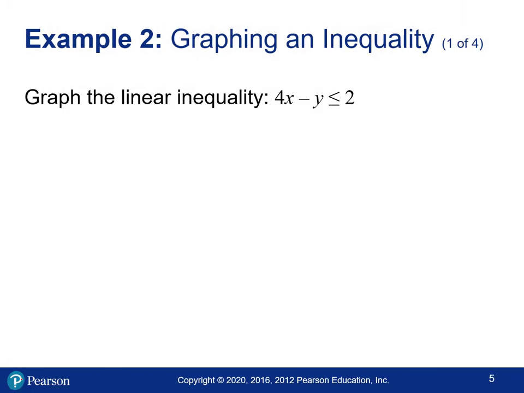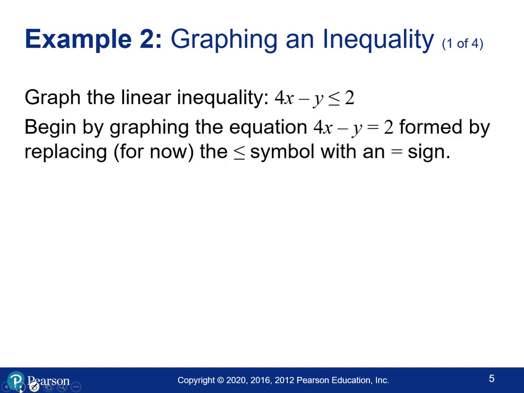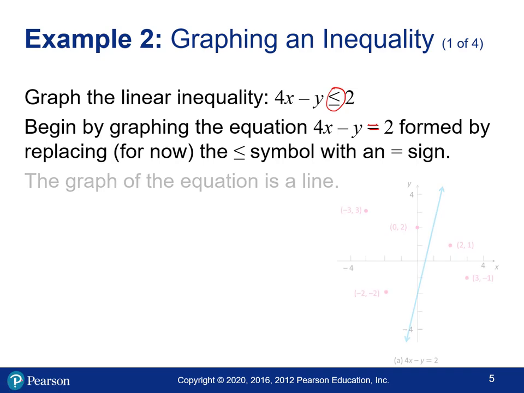So let's start by graphing this linear inequality: 4x minus y is less than or equal to 2. And so the way we're going to graph it is you're actually going to just ignore the inequality symbol for a moment. While you're graphing, you're going to make it an equal sign. And then when we're done, we're going to consider the fact that it was an inequality symbol.